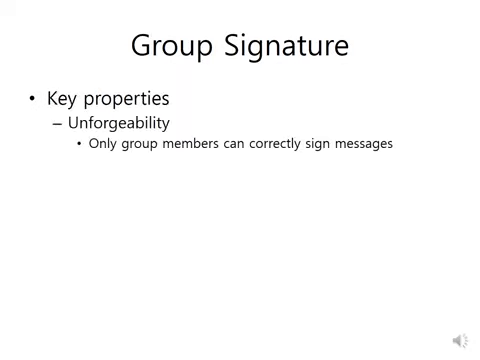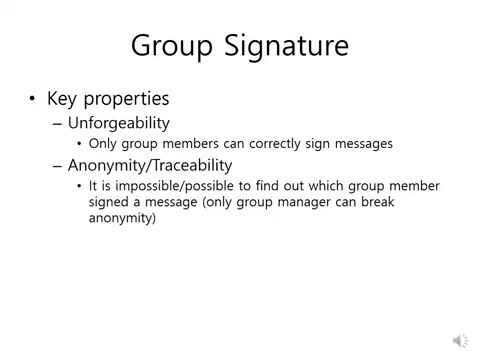The key properties of the group signature is, first, unforgeability. Only the group members can correctly sign the messages. If some user is outside of the group, then that user cannot sign the message. So this is unforgeability. And the second one is anonymity and traceability.